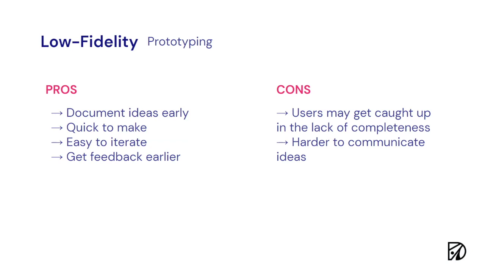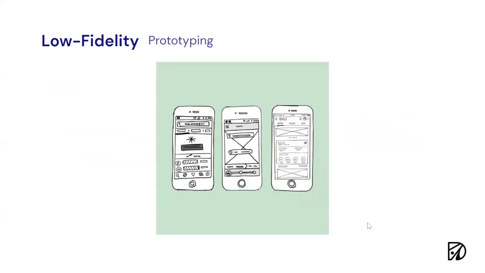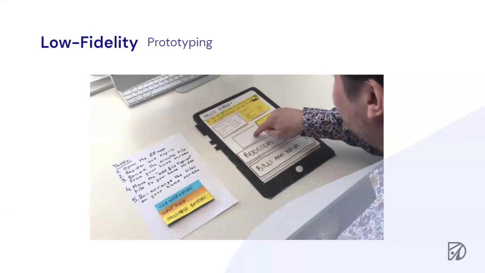But the cons of this are that users may get caught up in the lack of completeness, like how rough your sketches look. And it's also a little harder to communicate ideas since it's not properly designed out. So this is an example of a low fidelity prototype. You can see it's just a rough sketch of some phone screens. There's more of it on paper, and then you can see there are specific tasks that explain what each part is supposed to do.